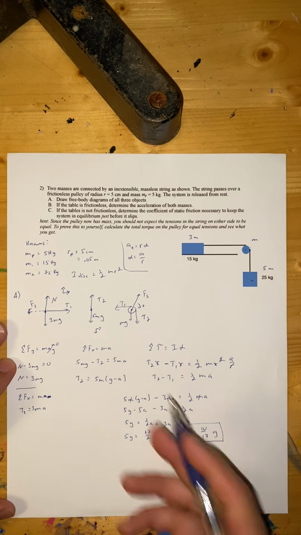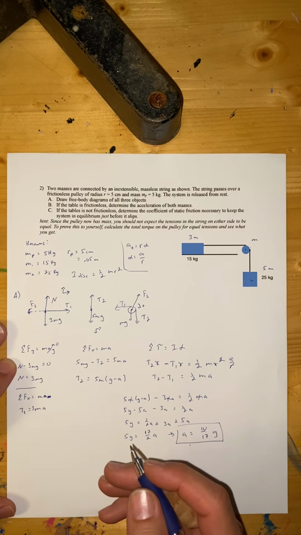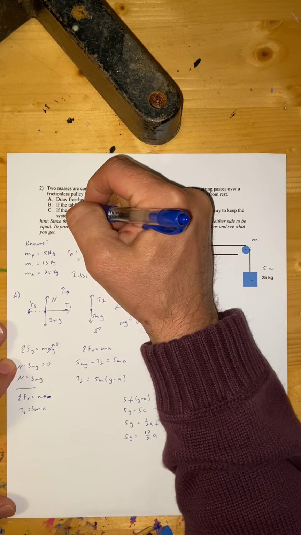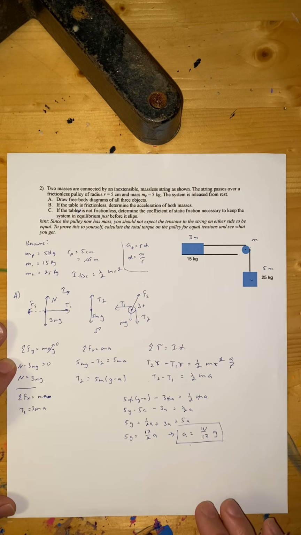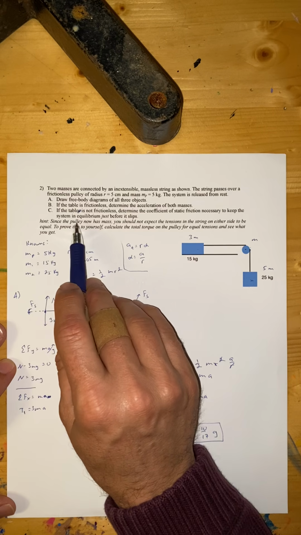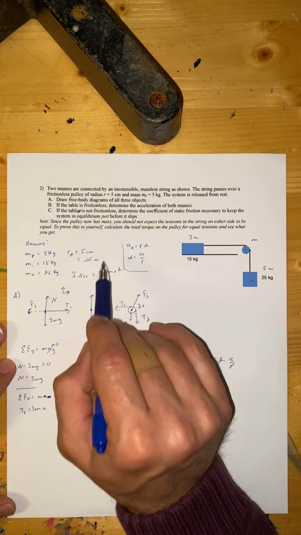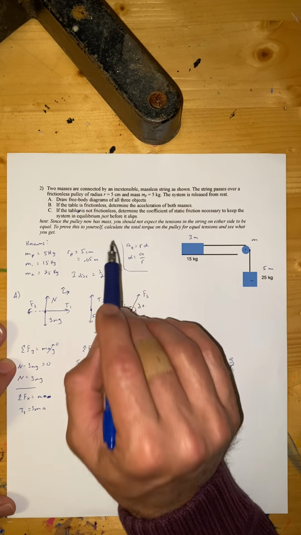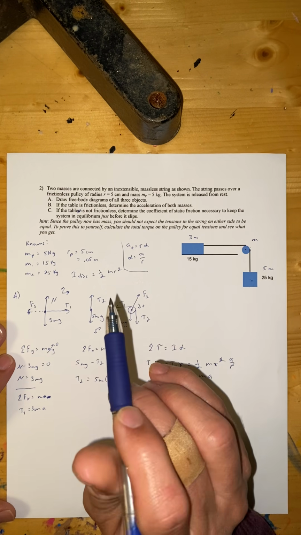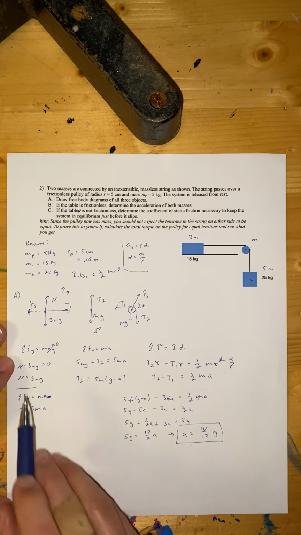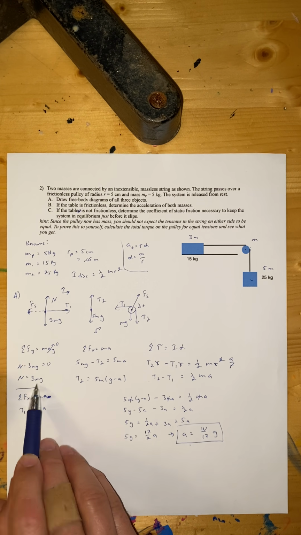Now, of course, we're not done. We've got part C, but now if the table is, should be table, not tables. If the table is not frictionless, determine the coefficient of static friction necessary to keep the system in equilibrium just before it slips. Just before it slips is code word for maximize the static friction, right? That means we can say static friction is equal to mu static normal. I solved for the normal force here.